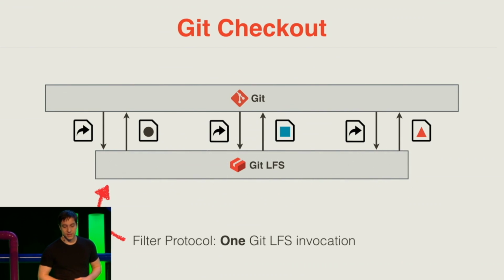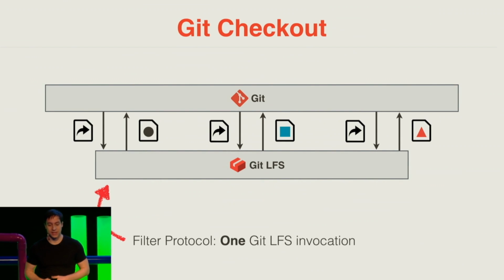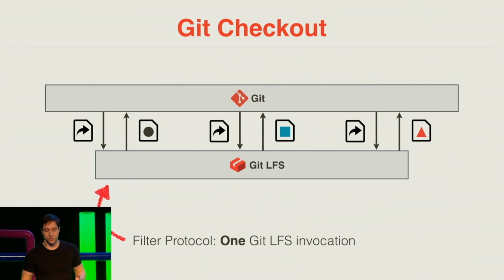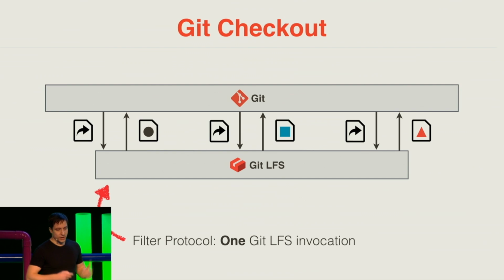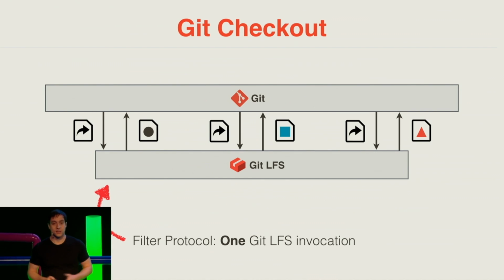What did we do? Well, we changed the protocol that Git uses to talk to Git LFS. And we changed it in a way so that Git, on the first pointer file, starts the Git LFS process, and then Git uses this LFS process for every subsequent pointer file. And that makes it so much faster.